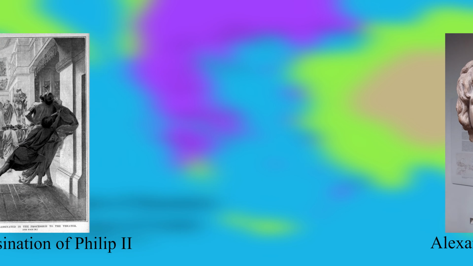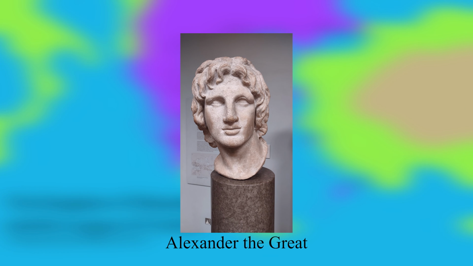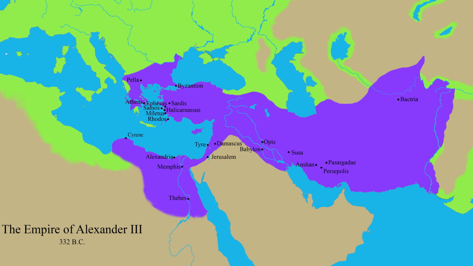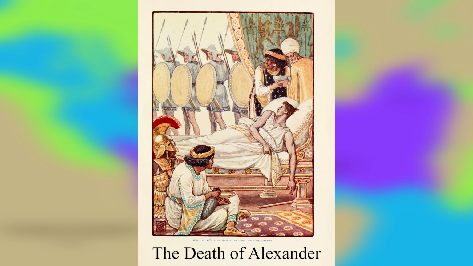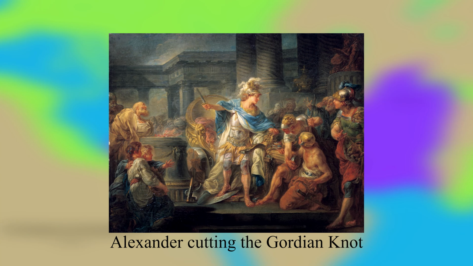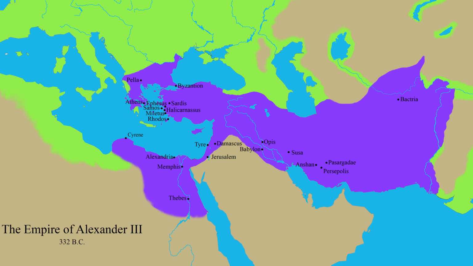In 336, Philip would be assassinated, and his son Alexander III, better known as Alexander the Great, would take over, and proceed to conquer the entire Achaemenid Persian Empire, before dying of disease in Babylon in 323 BC. Alexander's conquests had ushered in a new period in Greek history, which would later be coined as the Hellenistic period, in which Greek culture would be spread far and wide.